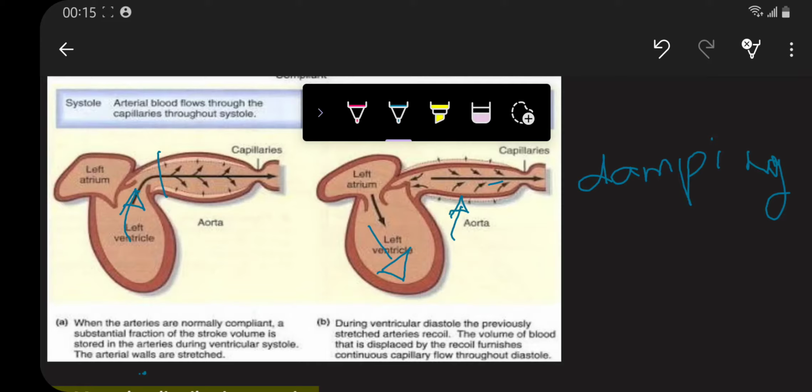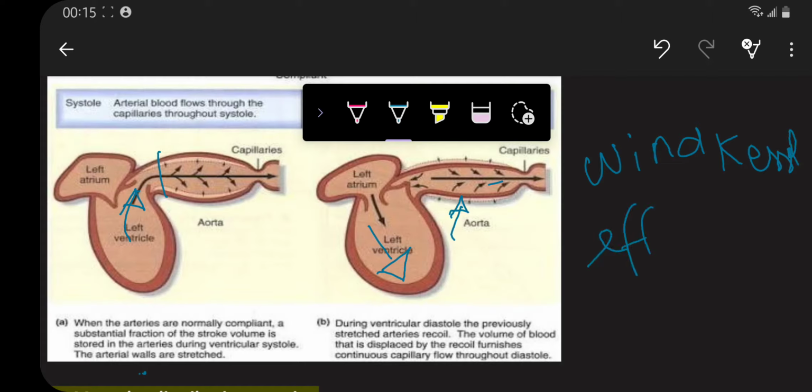So instead of having the blood pressure inside of these arteries going like this, so here we have the systole and here we have the diastole, the blood pressure goes like this instead. So there isn't such a big fluctuation of blood pressure. And this is actually called the windkessel effect. So you gotta remember this. Windkessel effect. I'm sorry for my handwriting again.